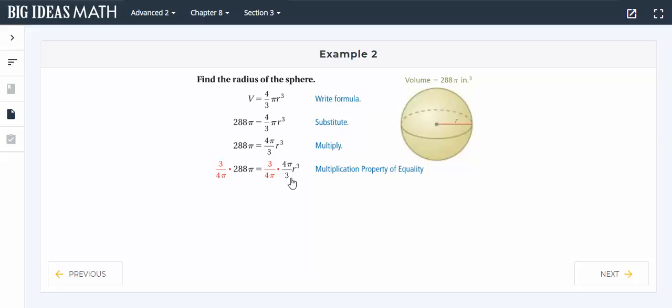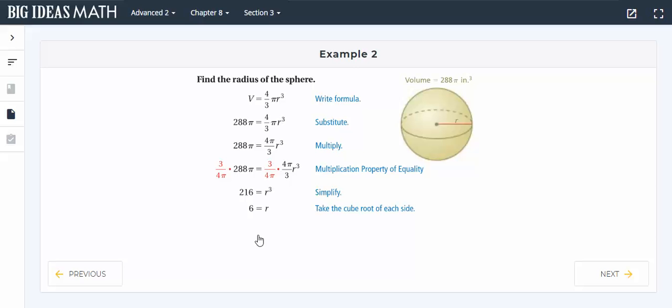So these will cancel and these will cancel, and you'll be left with r cubed. And then you have your 288 pi times this, so your pi's will cancel. So you've got your 3 times your 288 divided by 4 becomes 216 equals your r cubed. And then you have to figure out what the cube root of 216 is. And that would be 6, since 6 times 6 times 6 is equal to 216.